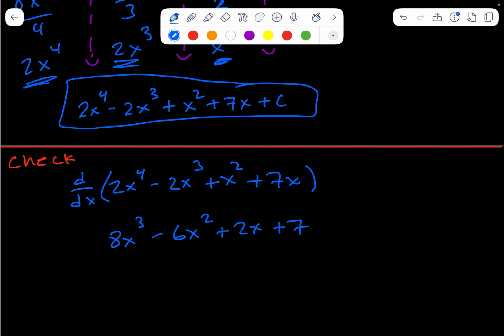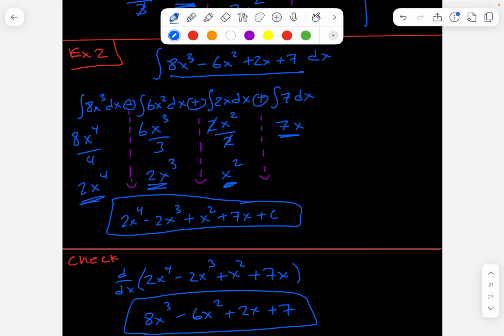If you don't know how to do the derivatives, please check out my Calculus 1 series. So that is our derivative. Let's see if that matches what we have up here. We have 8x cubed, 6x squared, 2x, and then 7. So this works out. Actually, I'm going to make that a green check. That works out. That means this is the correct answer. And that is how you're able to check all your integration problems. See you next time.